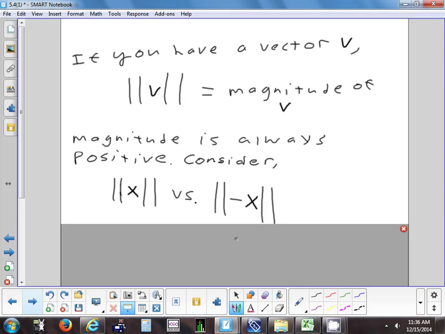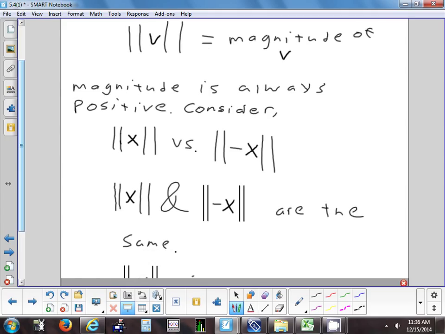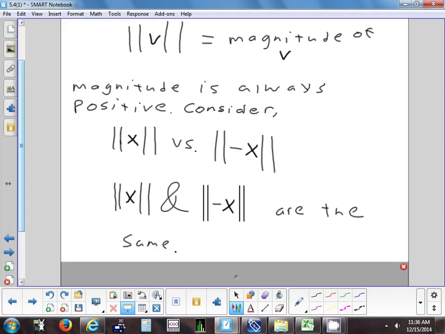They're the same. So this symbol right here, the double bar, just means what's the length of x compared to the length of negative x? So it's the same. It's the same, yeah. They are the same. Right, there is no difference. Same thing.